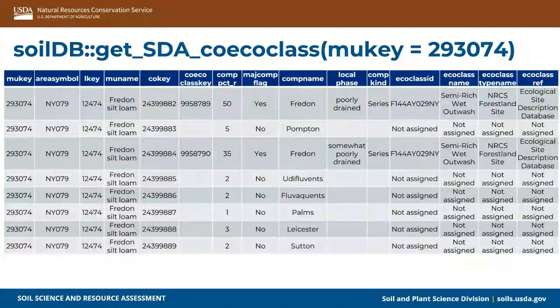So the all condition aggregation that I showed you is actually just a special case and sort of a reworking of the basic data that this get SDA co-eco class function targets. And so looking back at that Freedom silt loam and trying to understand why we have 2 components listed under the name Freedom with the same ecological site, we find that this is actually essentially a complex of drainage classes. And so looking at the local phase, 50% of the map unit is poorly drained, and 35% of the map unit is somewhat poorly drained. And so then I guess the inference would be that this ecological site, semi-rich wet outwash, encompasses both poorly drained and somewhat poorly drained soils.